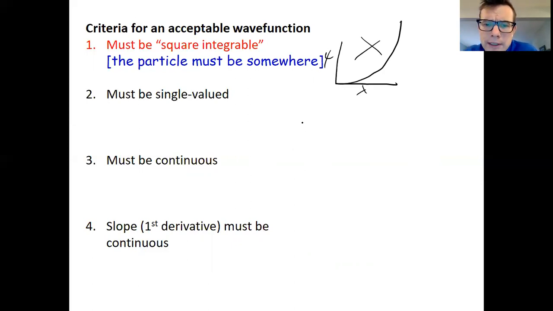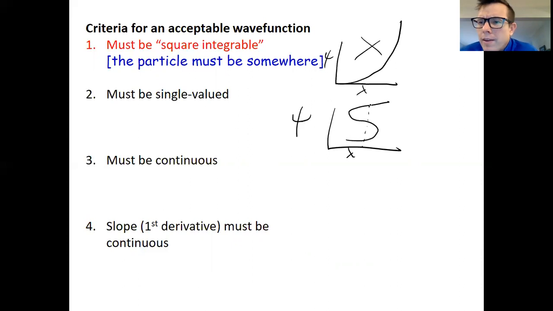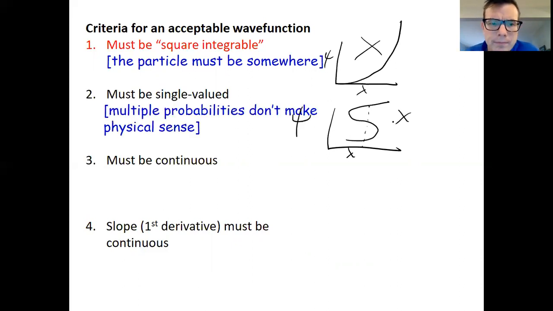The wave function must be single valued. So if I had psi versus x, which looked like this, this doesn't work. And the reason is that multiple probabilities don't make physical sense. It can't be 25% and 50% and 75%. There has to be one unique probability for finding it.